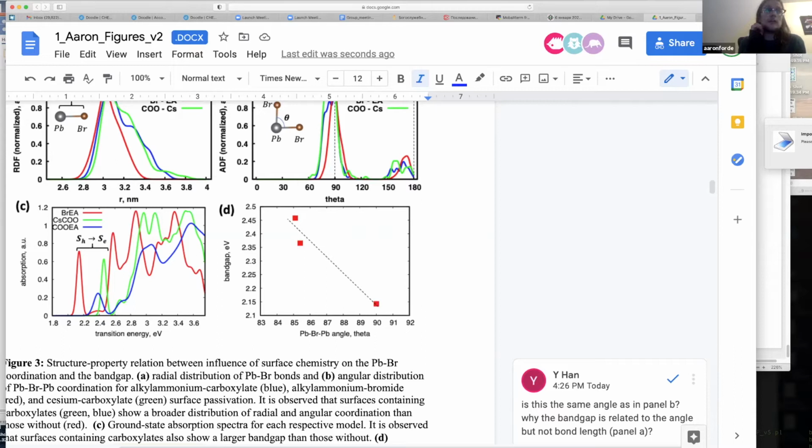I think the main idea is that the overlap of atomic orbitals becomes less when you either elongate the bond or change the angle. So maybe Yulin's right that I should take the expectation of the bond length too, and plot that on the top axis. Okay.